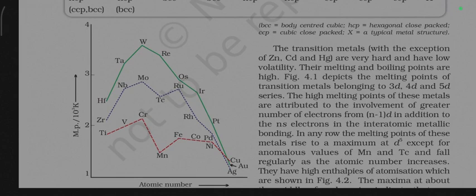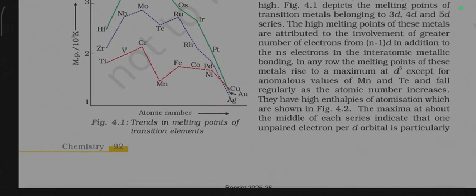Figure 4.1 depicts the melting points of transition elements belonging to the 3d, 4d and 5d series. The high melting points of these metals are attributed to the involvement of a greater number of electrons from (n-1)d in addition to the ns electrons in the interatomic metallic bonding in any row. The melting points of these metals rise to a maximum at d5, except for anomalous values of Mn and Tc, and fall regularly as the atomic number increases.